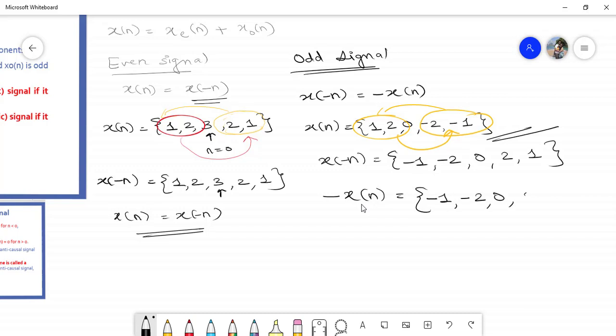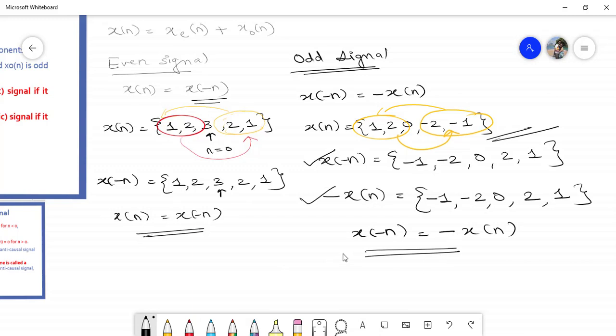So now when I observe these two signals, that is x of minus n and minus of x of n, both the signals are same. So whenever x of minus n is equal to minus of x of n, when this condition is satisfied, then your signal is an odd signal.